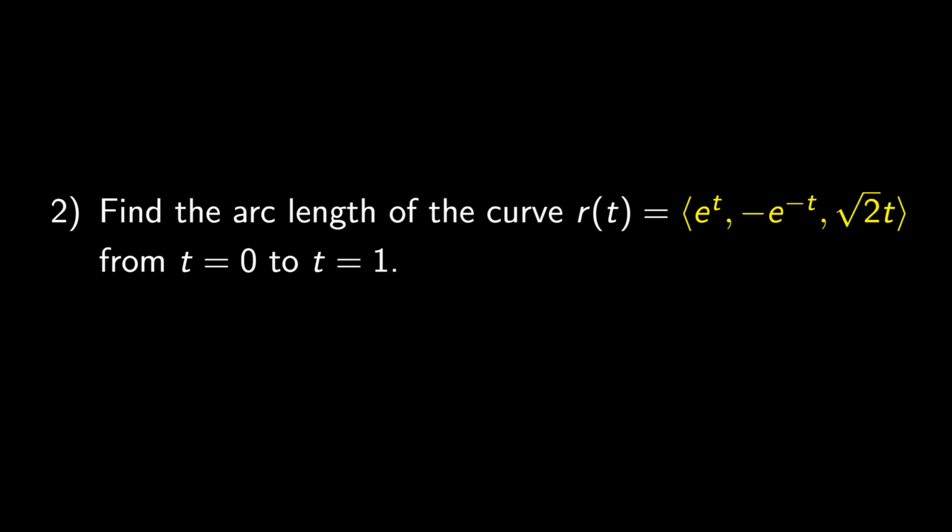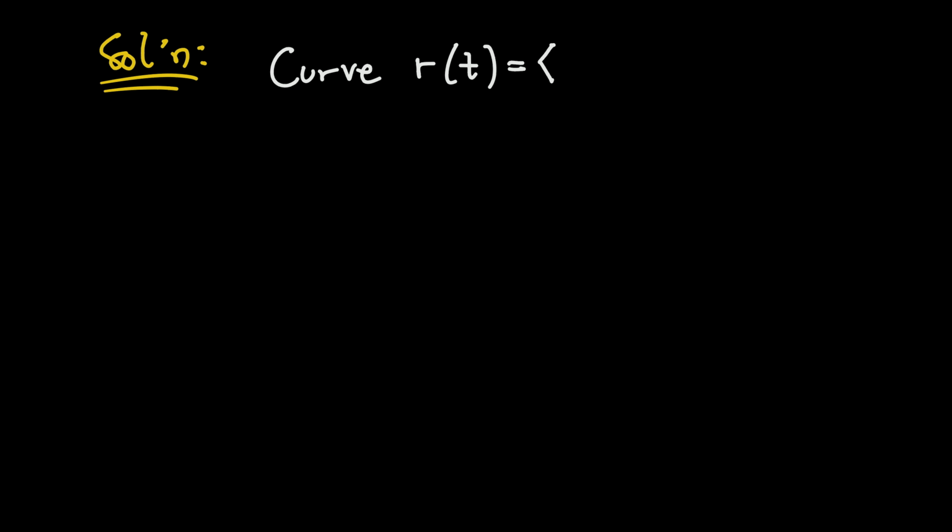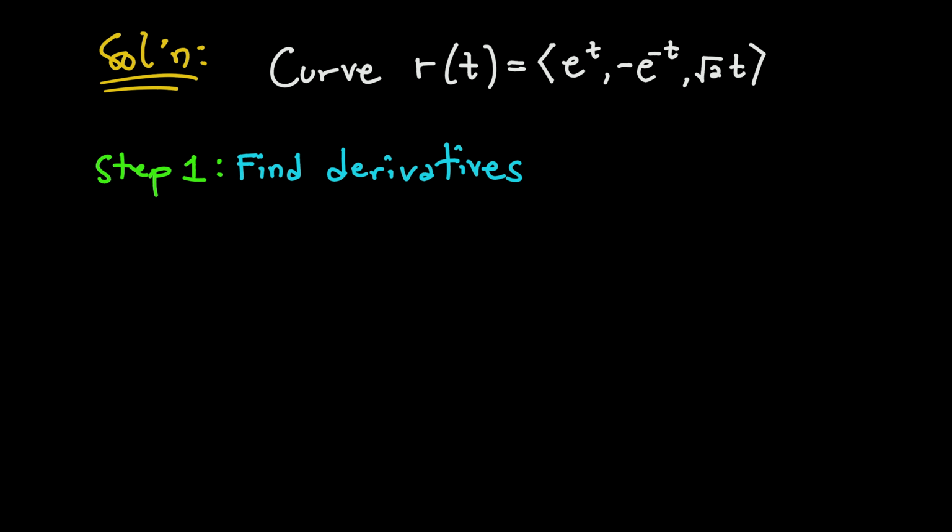Find the arc length of this curve, where t equals 0 to t equals 1. For the solution, let us first write our curve, which is r of t equal to this one by the given. So our step one, we have to find the derivatives.